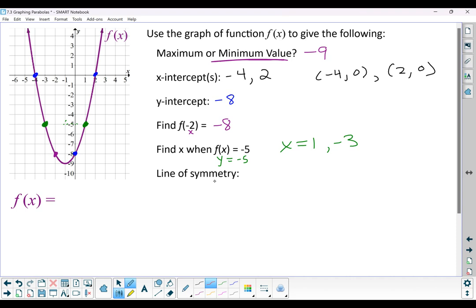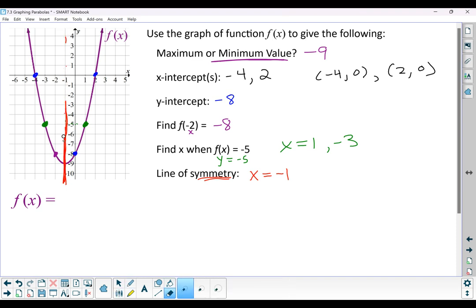The last thing asks for the line of symmetry. So remember, we talked about that these are symmetric. The line of symmetry would be like the mirror that cuts that parabola into those two sides that are mirror images of each other. So the line of symmetry is a vertical line, and so our equation will look like x equals a number, and for this parabola, that line of symmetry is x equals -1.